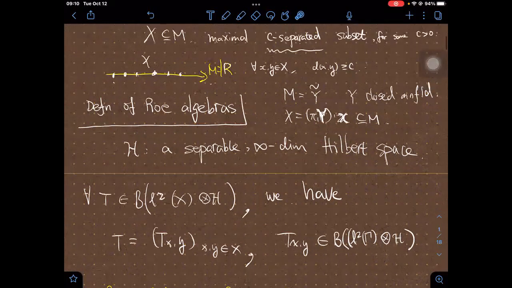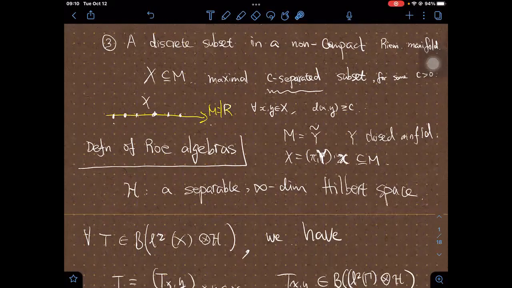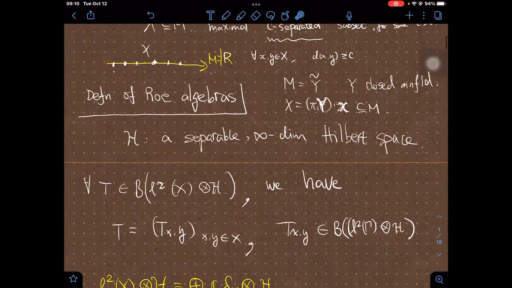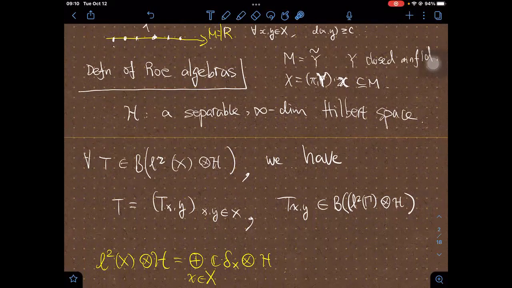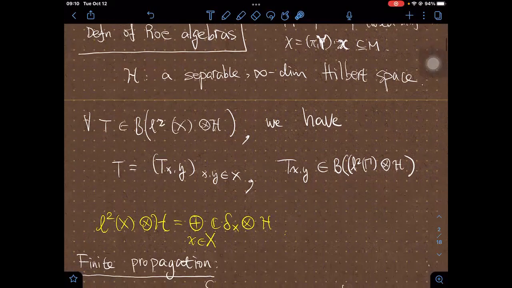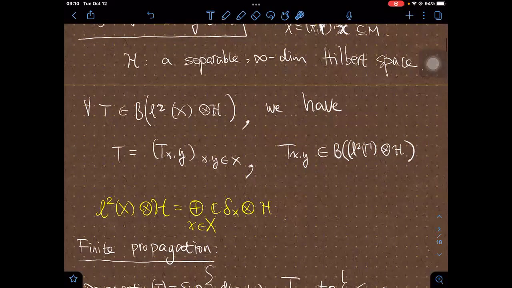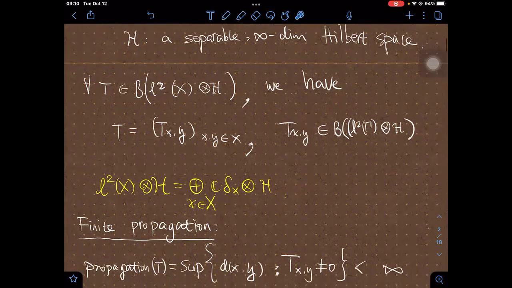Now we have such a discrete metric space with bounded geometry. Now we can define the Roe algebras. For defining the Roe algebra, we need to fix a Hilbert space which is separable and infinite dimensional. Then, we can consider all the bounded operators on the tensor product Hilbert space. For every bounded operator on this tensor product Hilbert space, we can express it as an X by X matrix. And then, sorry, there is no gamma here.